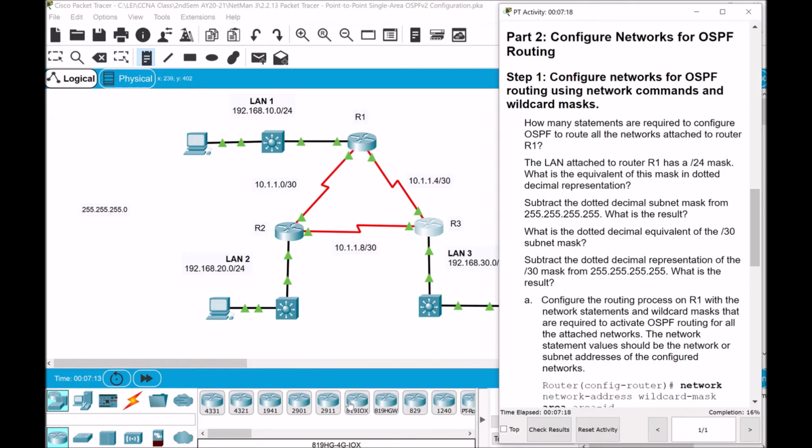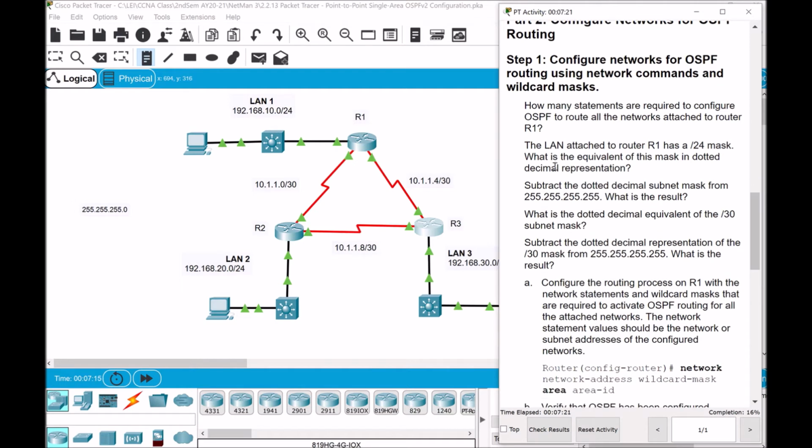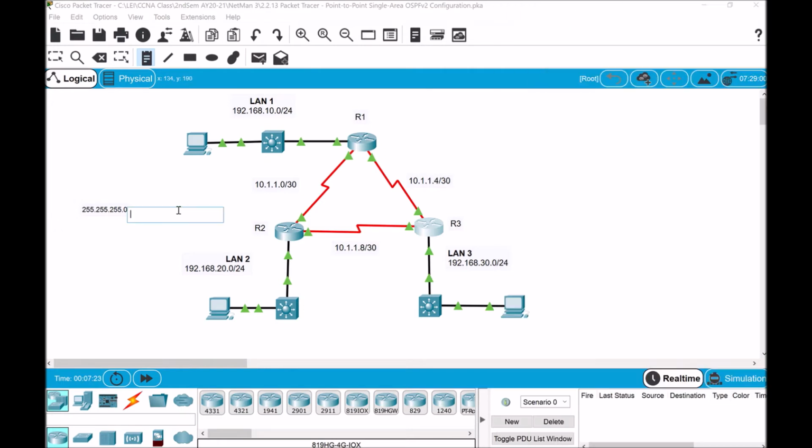Let's continue with the next question. Subtract the dotted decimal subnet mask from 255.255.255.255. If we do the subtraction, 255 minus 255 is 0, and so on, which gives 0.0.0.255. This is what we call the wildcard mask.